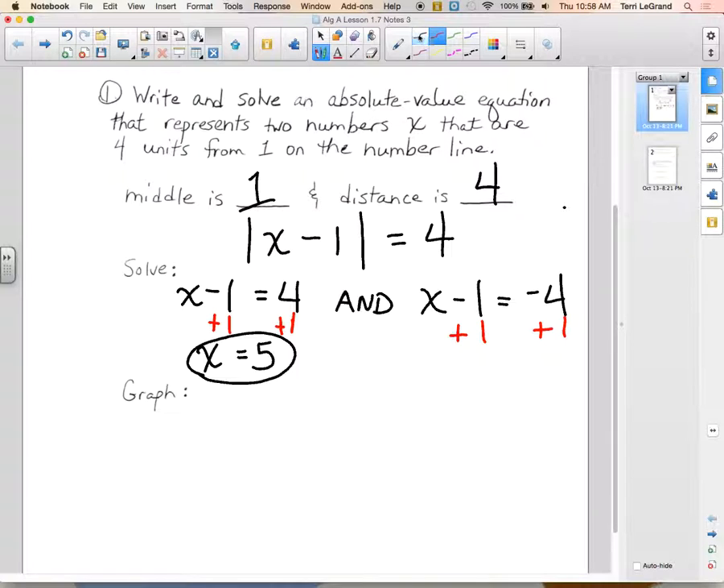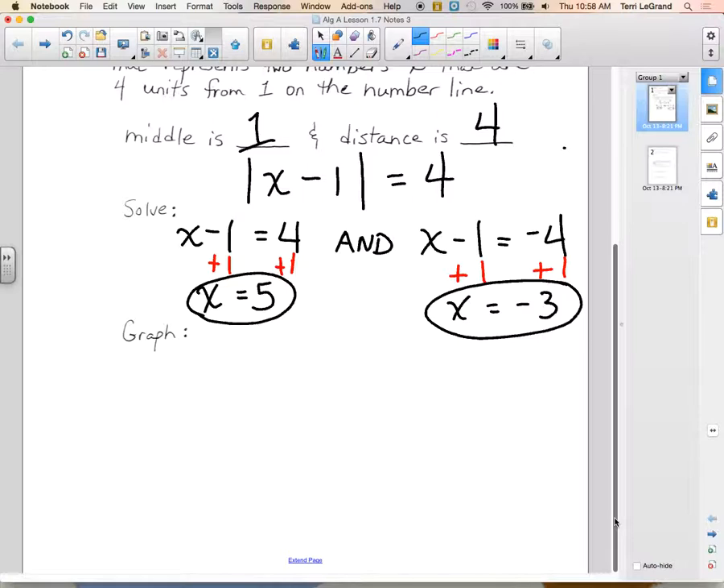And x is now by itself. Negative 4 plus 1, negative 3. Was that the other number we said is 4 units from 1? So we could make sense of the problem to begin with. We could get the answers without setting up an absolute value equation, but we should also be able to write an absolute value equation to represent the situation and get us to those solutions. Okay, so these are our solutions.